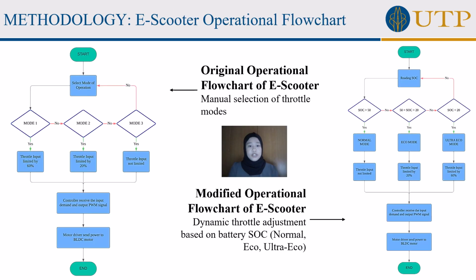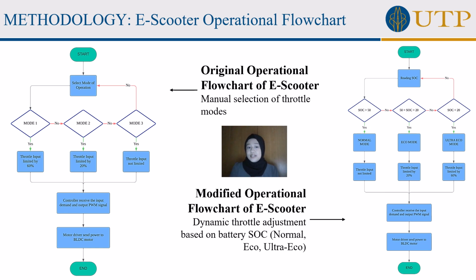Here are the operational flowcharts. So on the left side of the screen is the original e-scooter that relies on manual throttle selection. When mode 1 is selected, the throttle input is limited by 60%. In mode 2, the throttle input is limited by 20%. The last mode imposes no limitation on throttle input, allowing the e-scooter to operate at full power. However, manual control leads to suboptimal battery use.